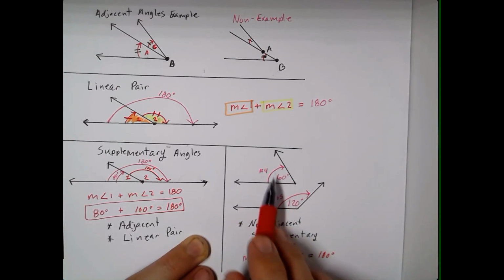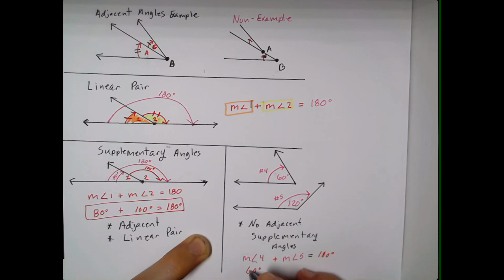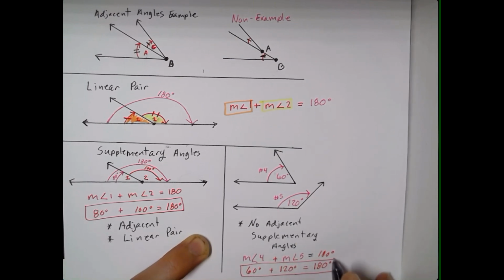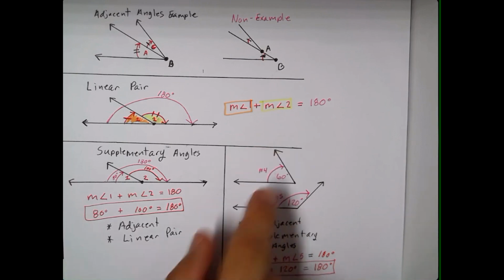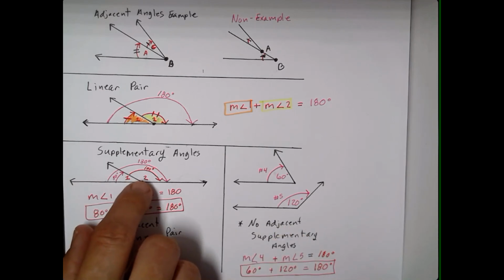I said, let's imagine that this is a 60-degree angle, and let's imagine this is a 120-degree angle. You would have 60 degrees plus measure of angle 5, which is 120 degrees. And if you put that in a calculator, it's going to be equal to 180 degrees. So those two angles, if we combine them, they would be 180 degrees. So therefore, they'll be supplementary, but they are non-adjacent. They do not share a common vertex.